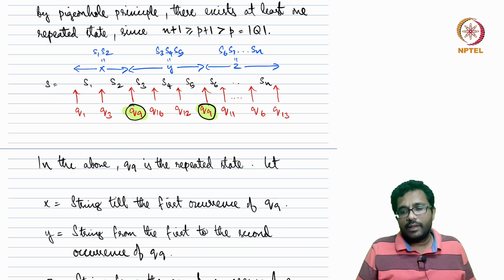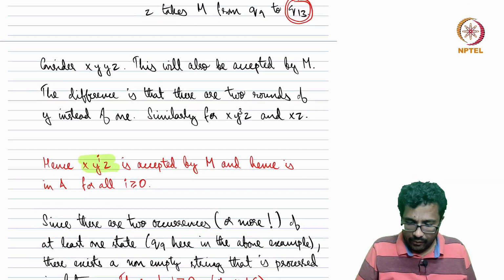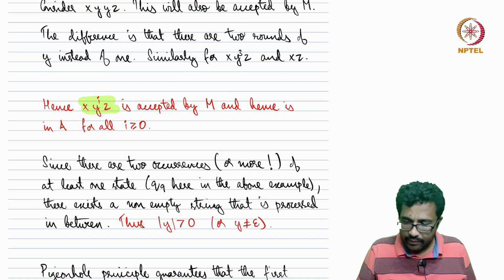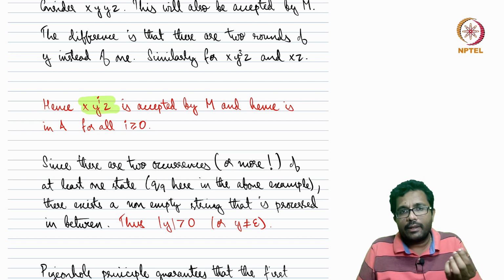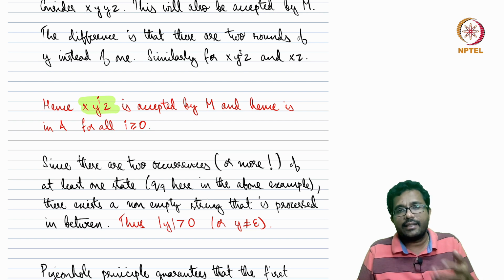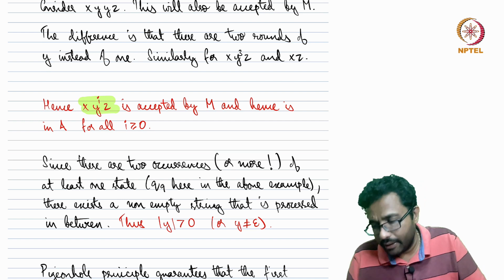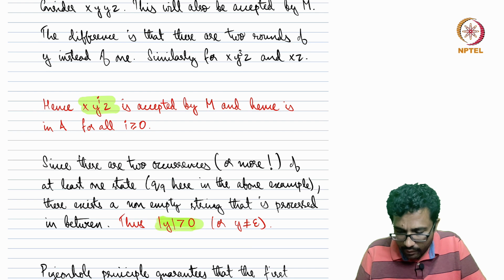Because at least 1 symbol is needed, hence there exists at least 1 symbol for y. So the length of y cannot be 0. It has to be strictly greater than 0. In other words, it cannot be the empty string, right?